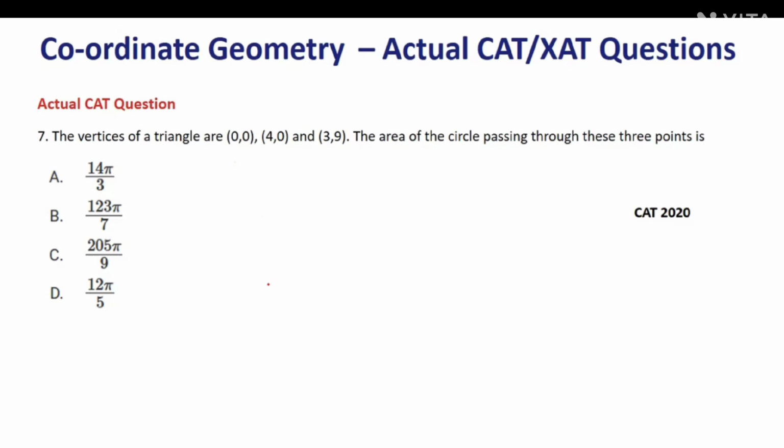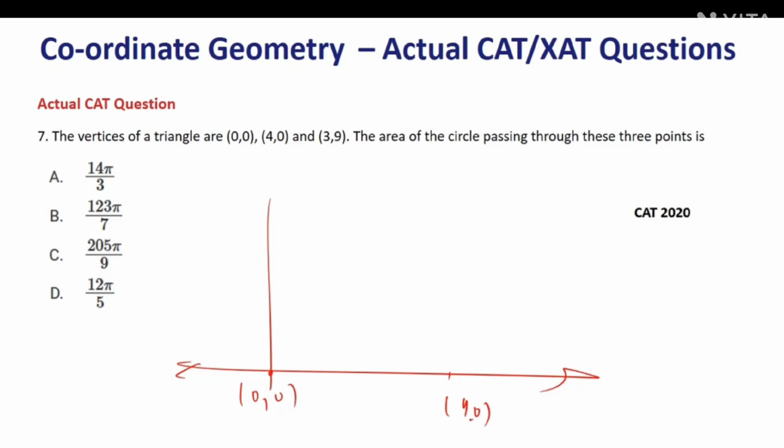The vertices of a triangle are given. So let's plot these points. 0, 0 is the first point. Then you have 4, 0, which is again on the x-axis. Then you have 3, 9. The area of the circle passing through these points is what? A, this is B and this is C.